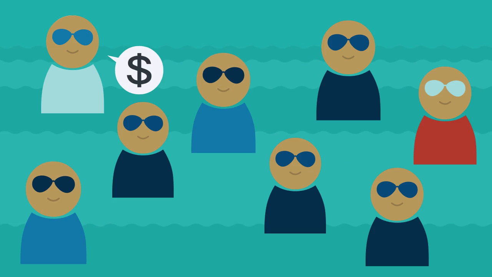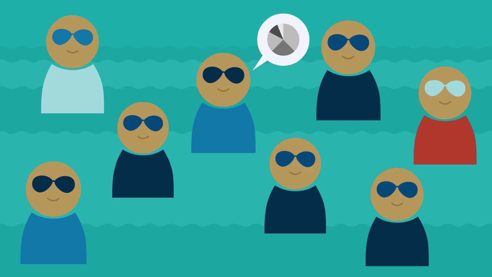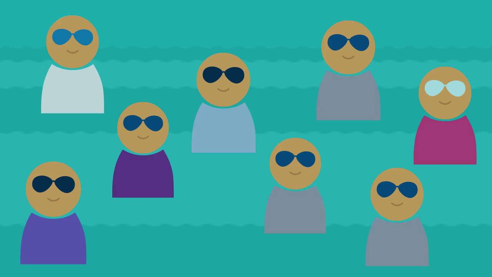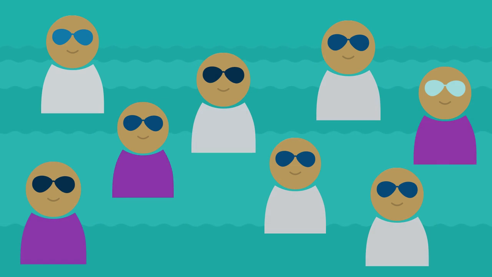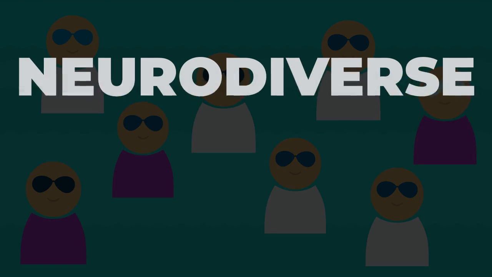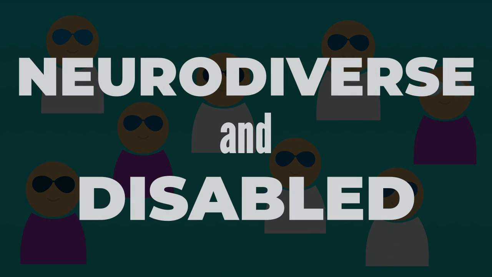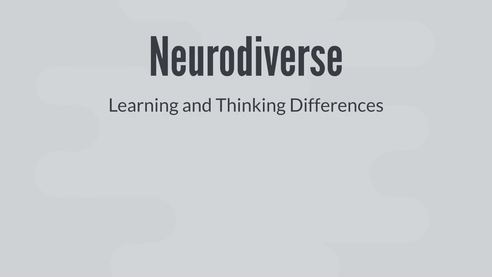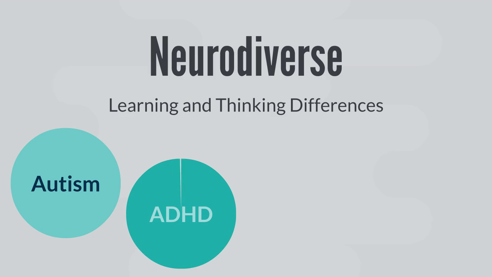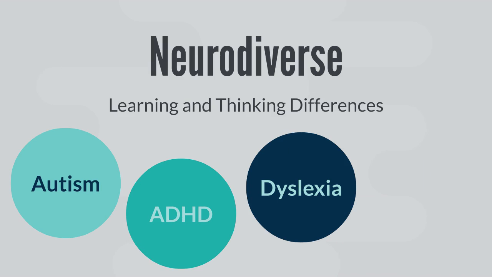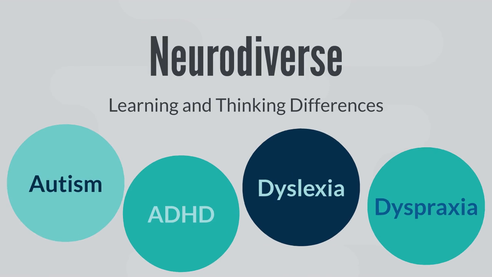These statistics can help you tailor the goal of your workshop, but it's important to keep in mind another, often invisible subpopulation, your neurodiverse and disabled attendees. Neurodiverse is a term that describes individuals with learning and thinking differences, such as autism, ADHD, dyslexia, dyspraxia, as well as many other neurological states.